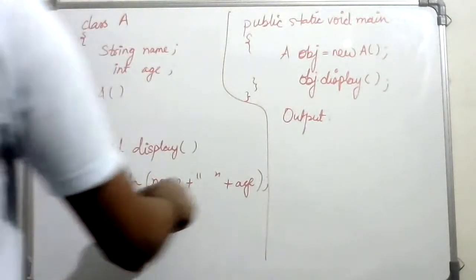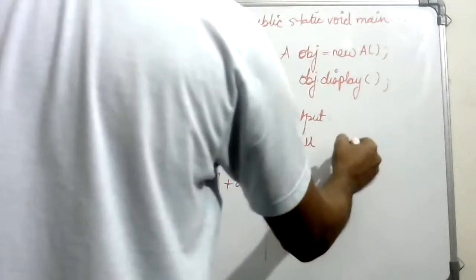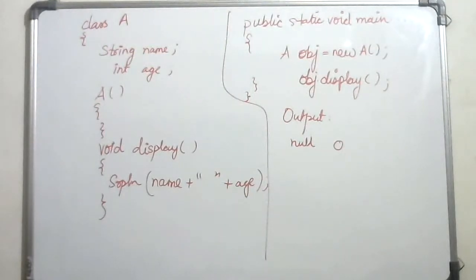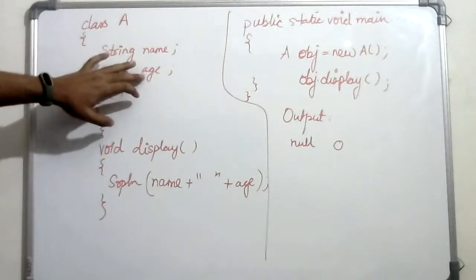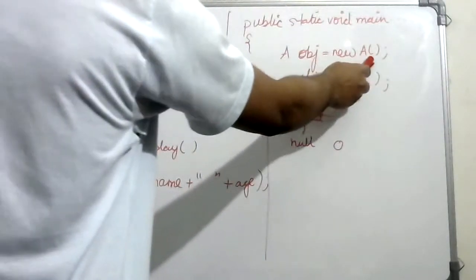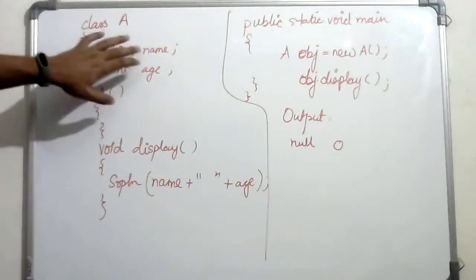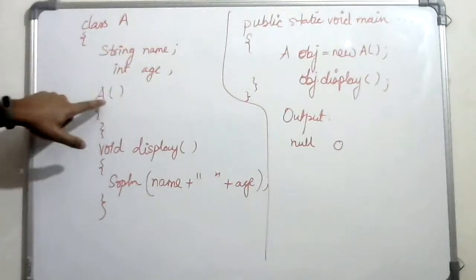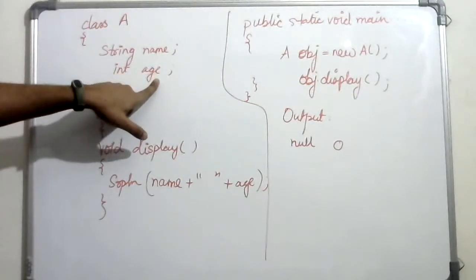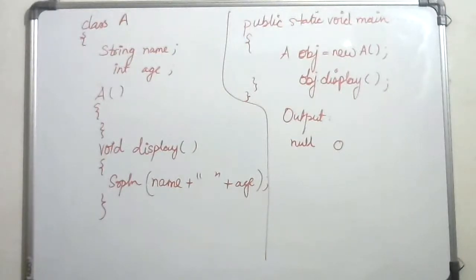So first I have name. The default value of string is null, so I'll have null followed by a space and then 0. These are the outputs that I'll get because these are the default values that have been stored in name and age by the constructor. As soon as I create an object and call the constructor, these two values are stored in name and age respectively. So the name variable is initialized to null by the constructor, and the variable age is initialized to 0. All is done by the constructor. It initializes the variables to default values.